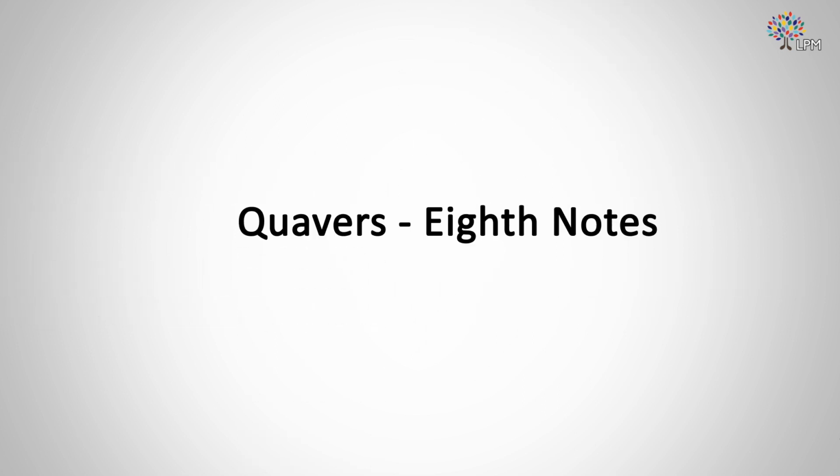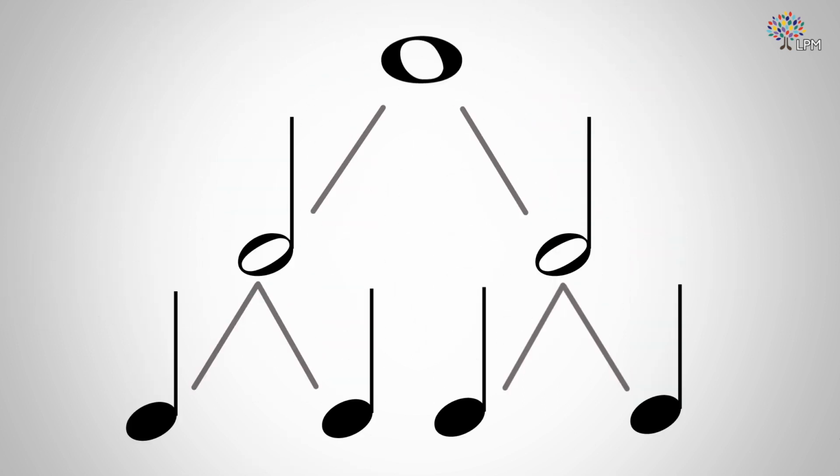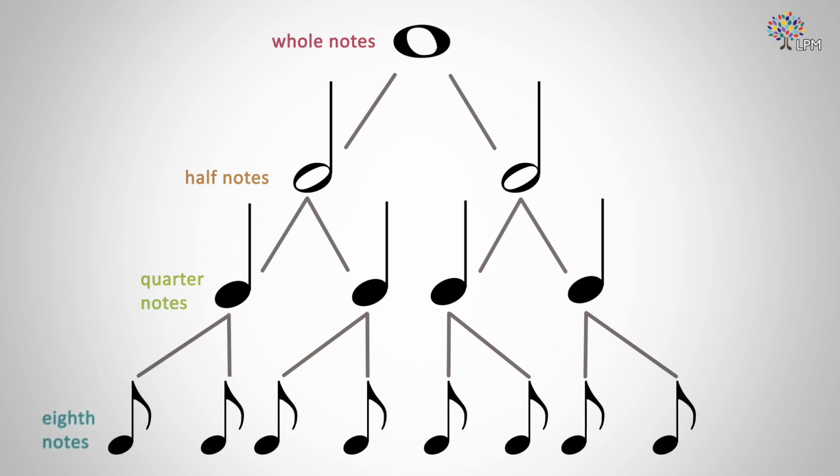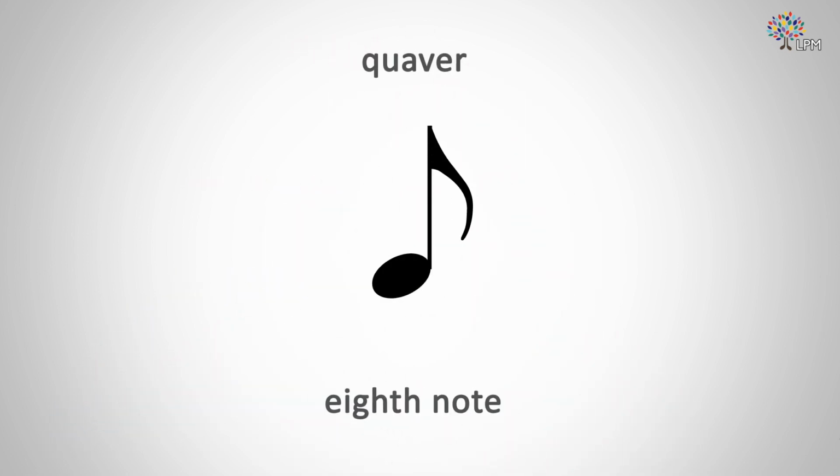Quavers or eighth notes. We've already established the pattern of how note values get smaller and smaller by dividing each note value in half. Whole notes cut in half become half notes, and those cut in half become quarter notes. So what is half of a quarter? An eighth. The other name for this note value is a quaver. Here is a single quaver.